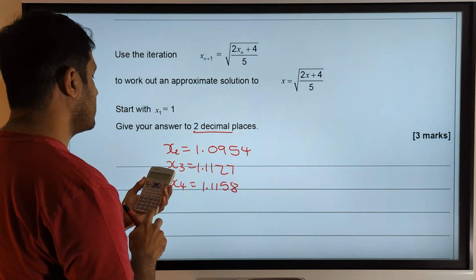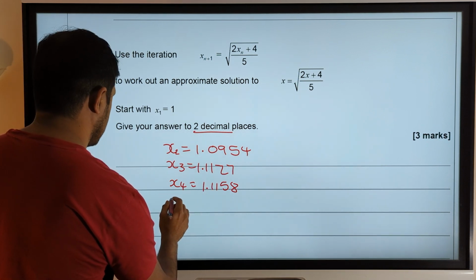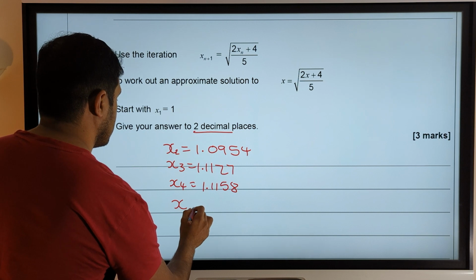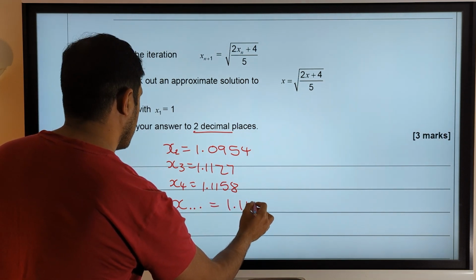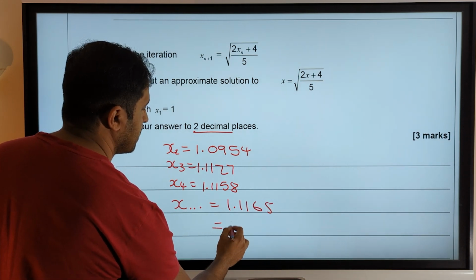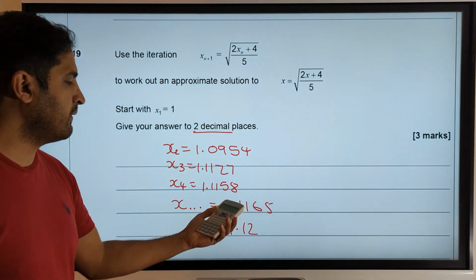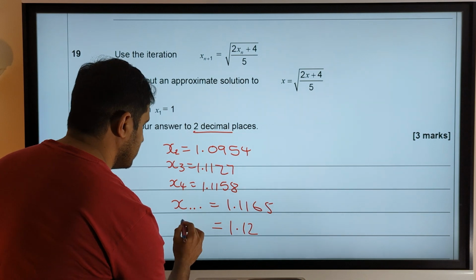And I keep pressing it, and if the numbers don't change, the first 2 decimal places don't change, then you can write it down. At the first 2 decimal places, it would be x, whatever that is, which is going to be 1.1165. So we can round it to 2 decimal places as 1.12 if you wanted to, but you can leave it as 1.11, and that's your answer.